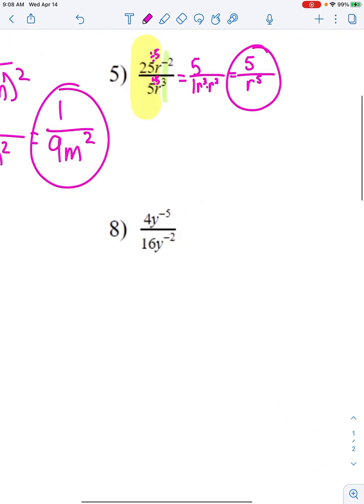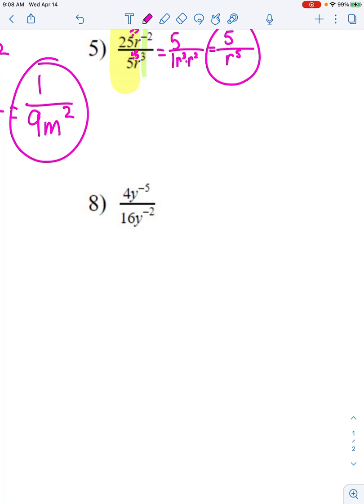Here's another division problem. So first, I'm going to simplify 4 over 16. 4 will go into both of those evenly. 4 divided by 4 is 1. 16 divided by 4 is 4. So I've dealt with those numbers, the coefficients. Now let's look at the y's. I notice both of those have negative exponents. So that just means they're both going to change their position or become reciprocals in that fraction.